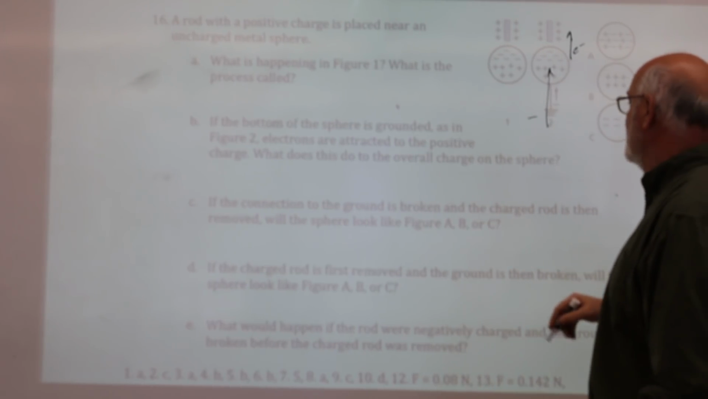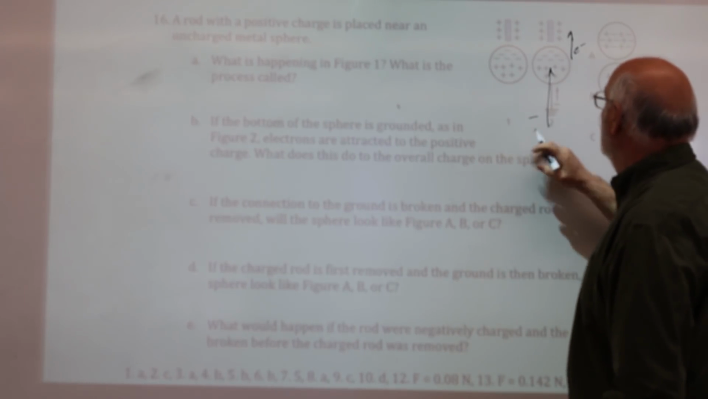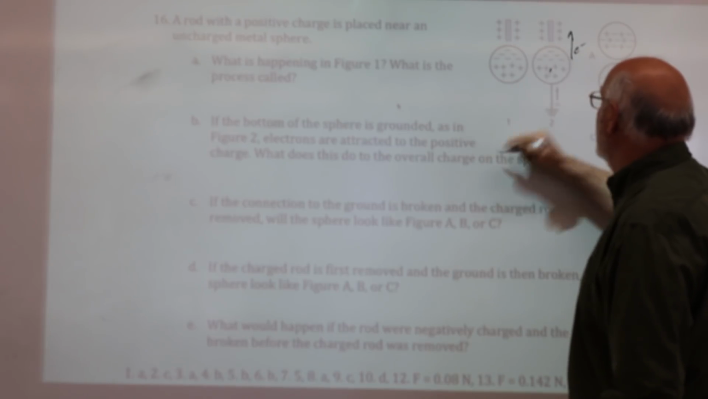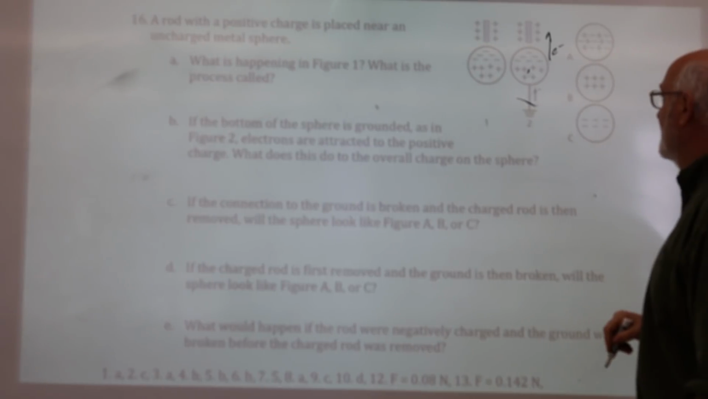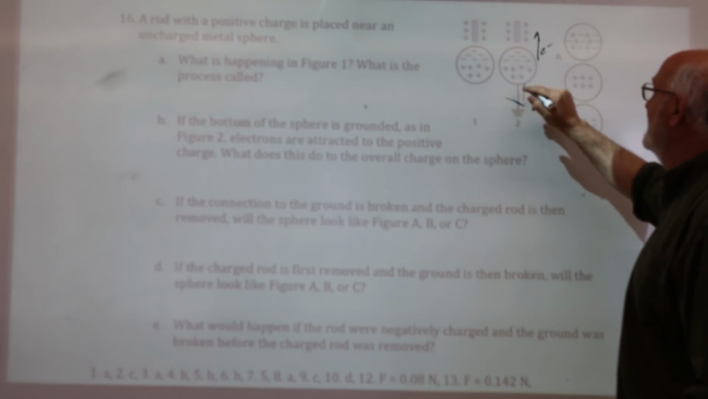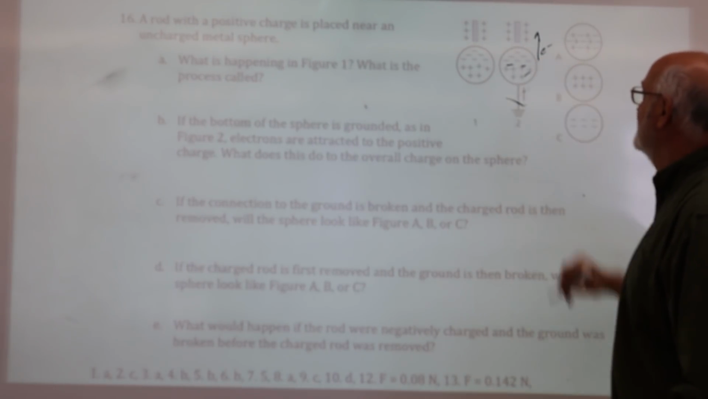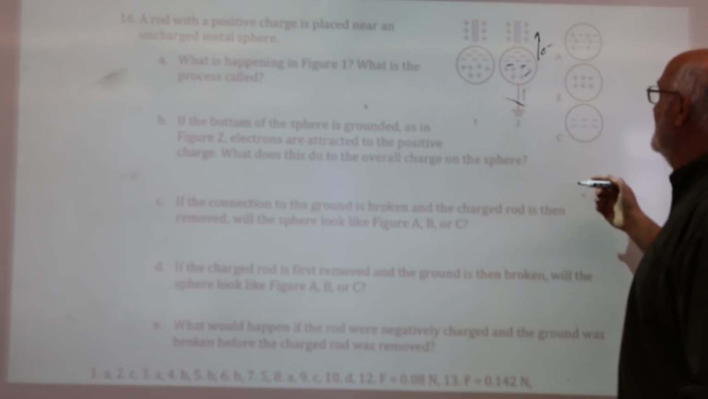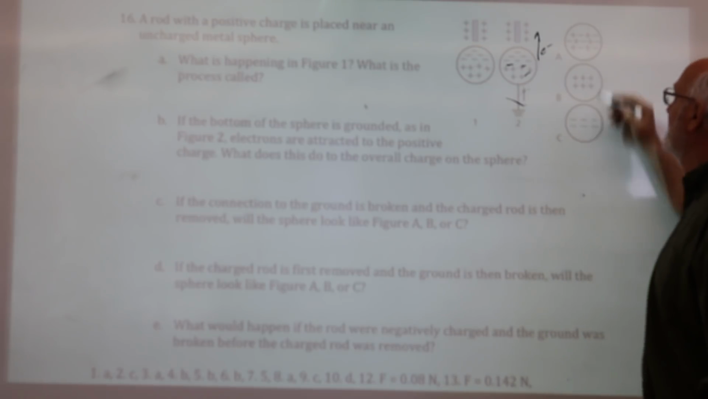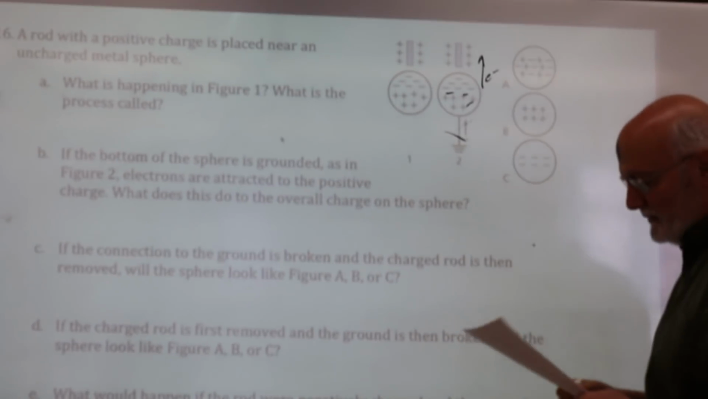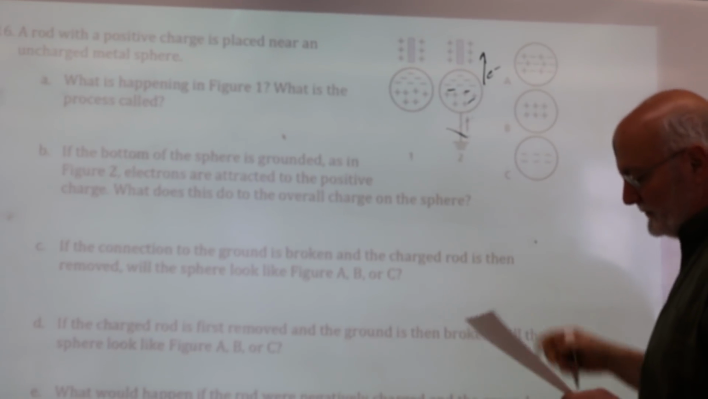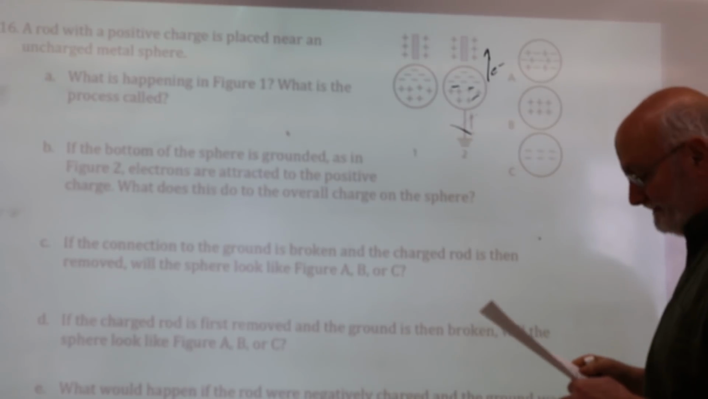If the connection to the ground is broken, okay, so here these charges are going in. I'm going to break this guy. Now what's the sphere going to look like? Well, we know this is going to be negatively charged. It's going to have excess negatives in. And what they did is, this picture is not the best. This is positive, so it's going to be C, so it's going to be the negative which is there. So it's going to have a net negative charge.